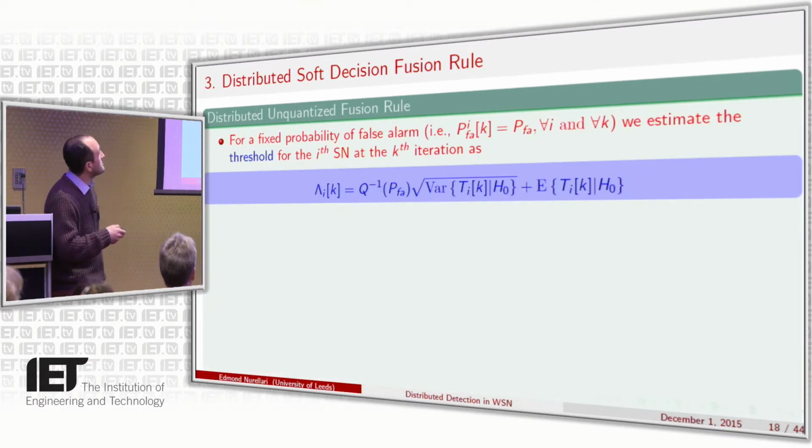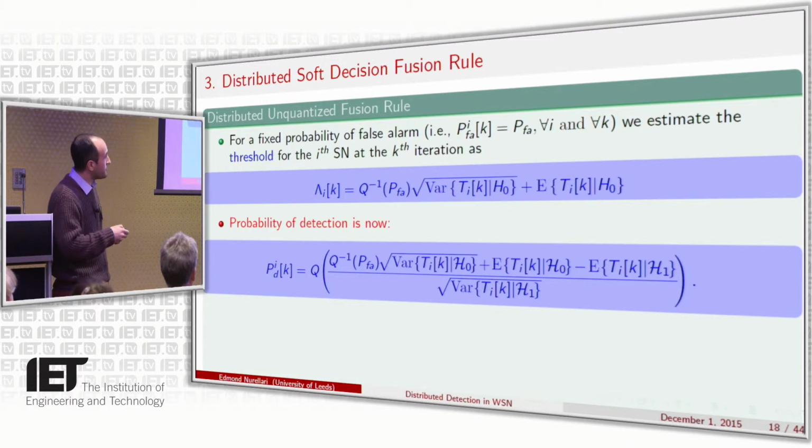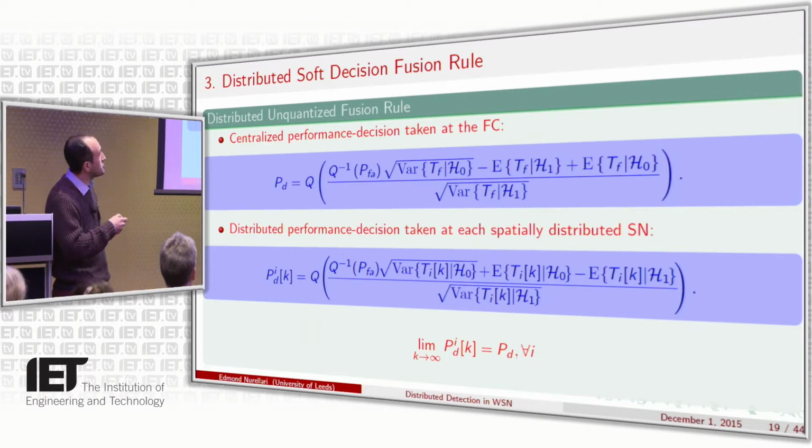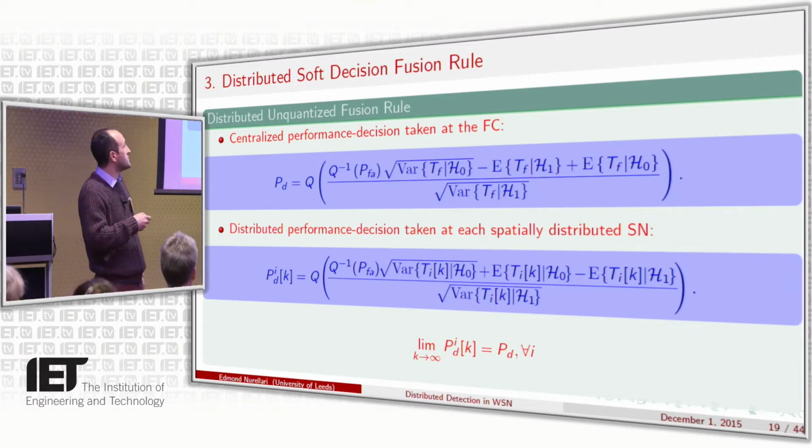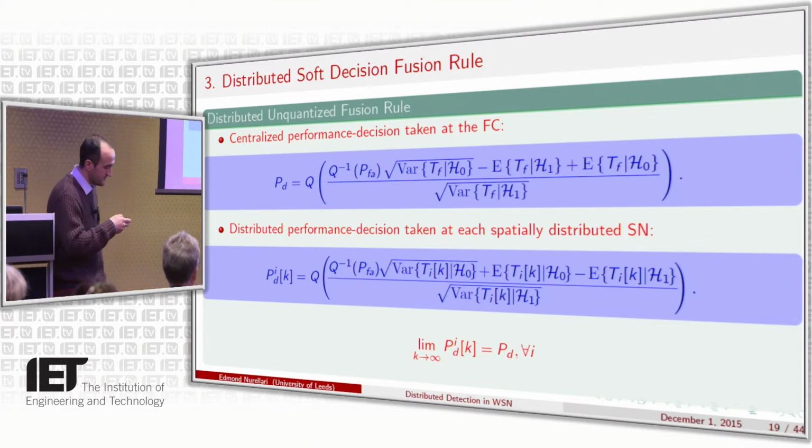So these are the means and the variance. And again, for a fixed probability of false alarm, consider the Neyman-Pearson approach. That's what we have for the probability of detection here. And it is shown that for large k, this converges to the PD that we showed in the centralized approach, when there was a fusion center, and this now is without a fusion center. So when k is large, those two approaches converge to each other.